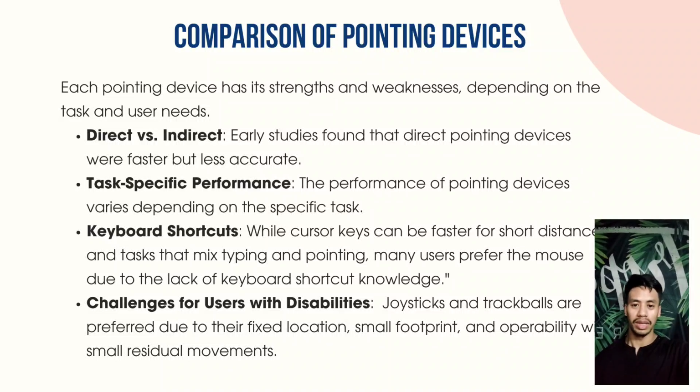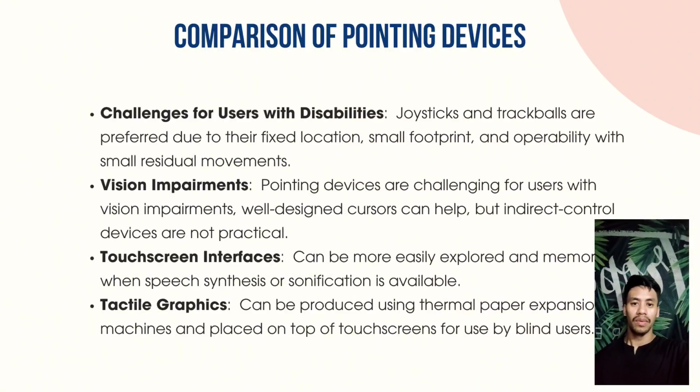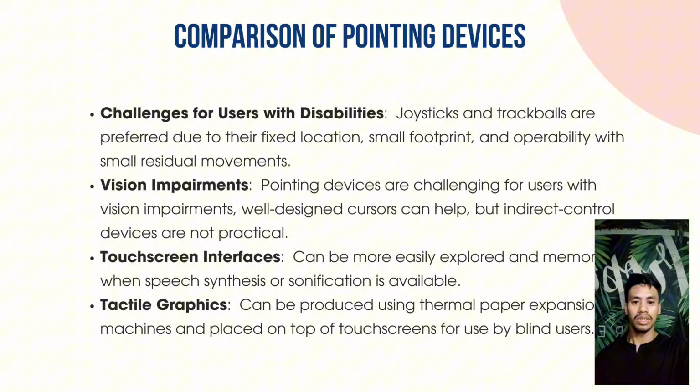Comparison of pointing devices. Challenges for users with disabilities. Joysticks and trackballs are preferred due to their fixed location, small footprint, and operability with small residual movements. Vision impairments. Pointing devices are challenging for users with vision impairments. A well-designed cursor can help, but indirect control devices are not practical.